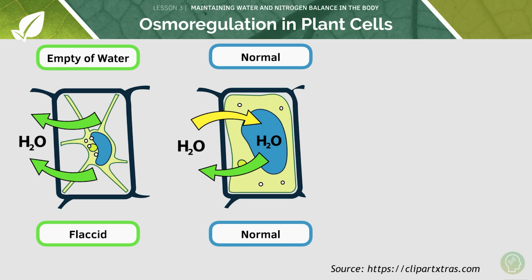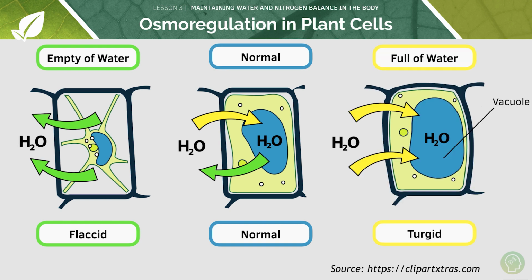In contrast, when there's more water movement out of the plant cell, it is going to shrink and it's going to be flaccid. You can see that the cell membrane is pulling away from the cell wall here because your vacuole is less full of water, because you're getting water movement out of the plant cell.